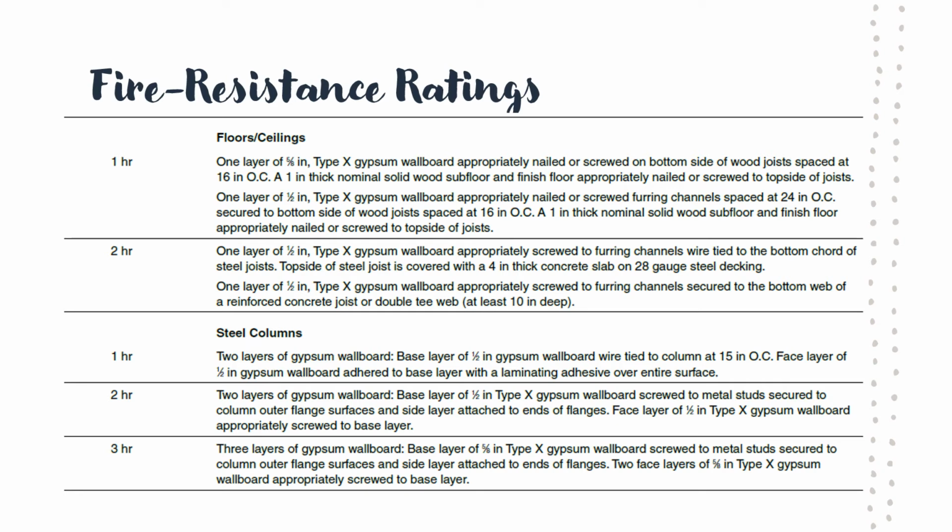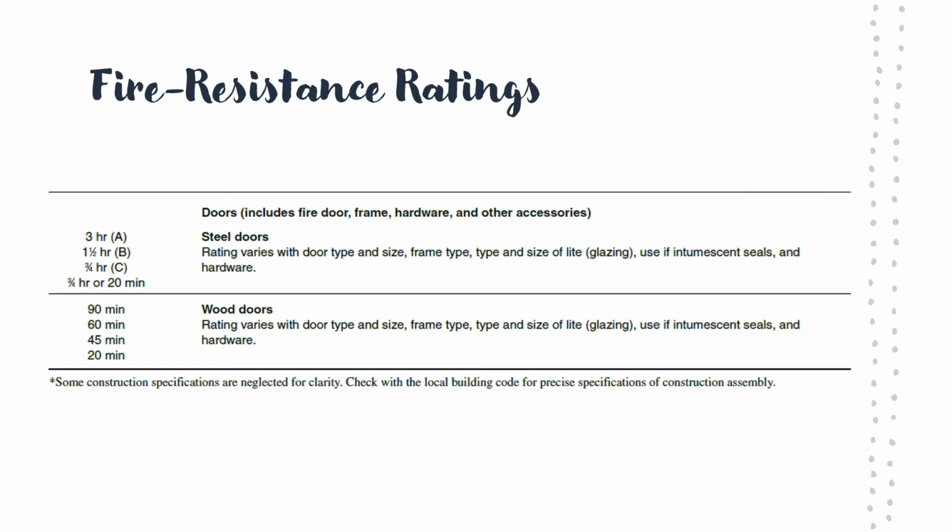In the earlier slide, those are the ratings for walls, and in this table we have the ratings for floors or ceilings and steel columns. And this slide includes the fire rating for the steel doors and wood doors.